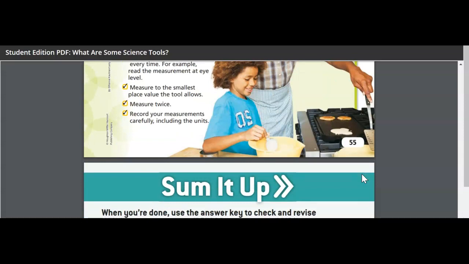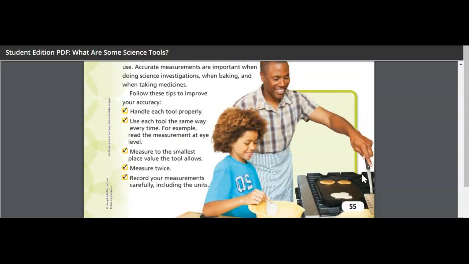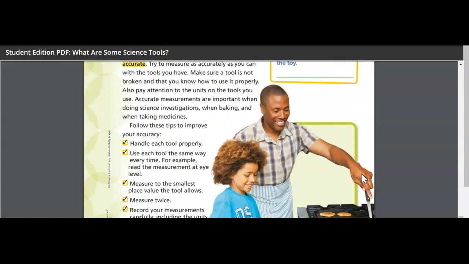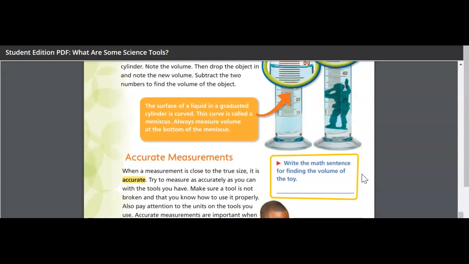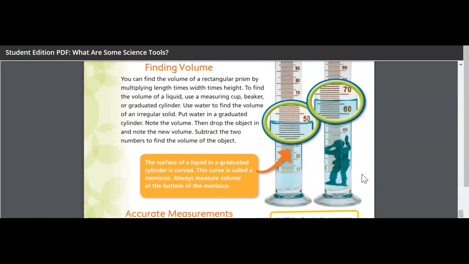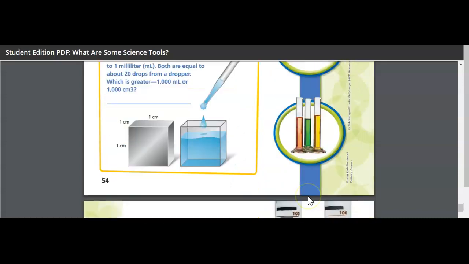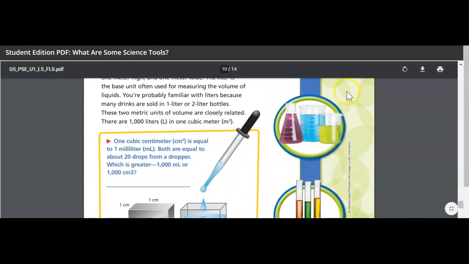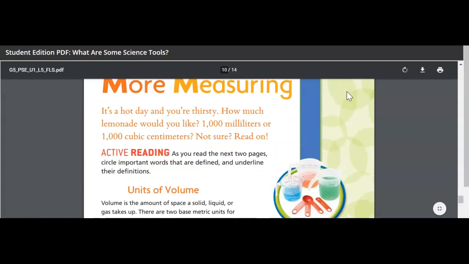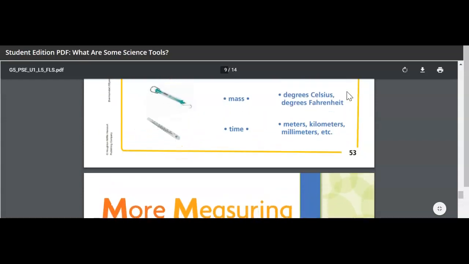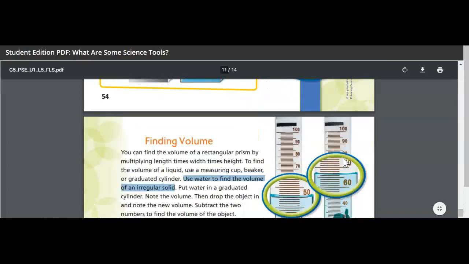So this concludes our part 2, but also the whole lesson 5. So we've learned a lot of the different tools that you use in scientific investigation, and we've seen these different tools. Here's your beakers, and you have your graduated cylinders, your rectangular prisms, and your measuring cups. And you also have your units of measurement as well.